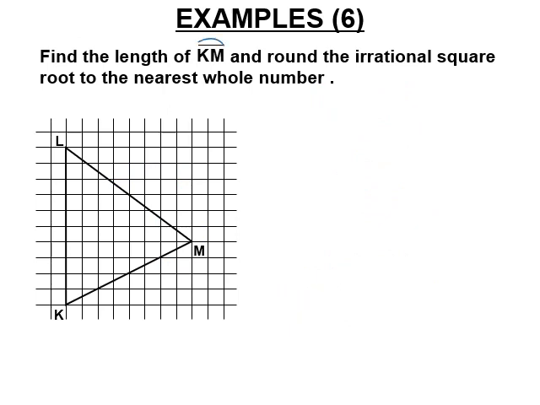So we're finding Km, it says. That's Km right there. So we'll go straight down and then straight over. 1, 2, 3, 4. 1, 2, 3, 4, 5, 6, 7, 8. Now it says round the irrational square root to the nearest whole number. Okay, so it's not going to come out nicely. The legs are 4 and 8.